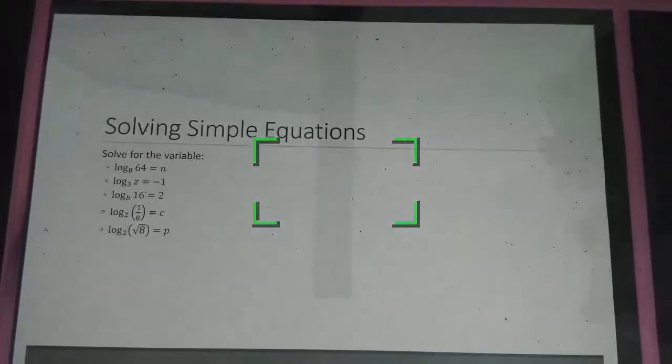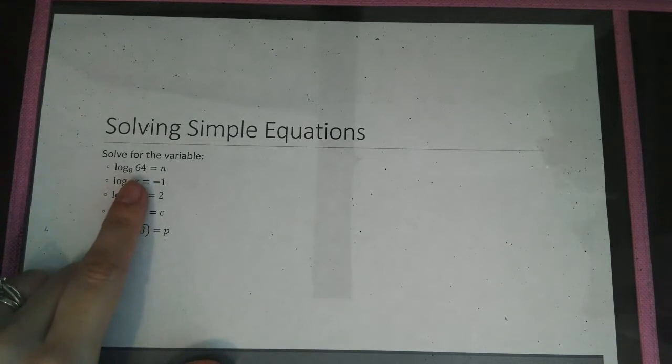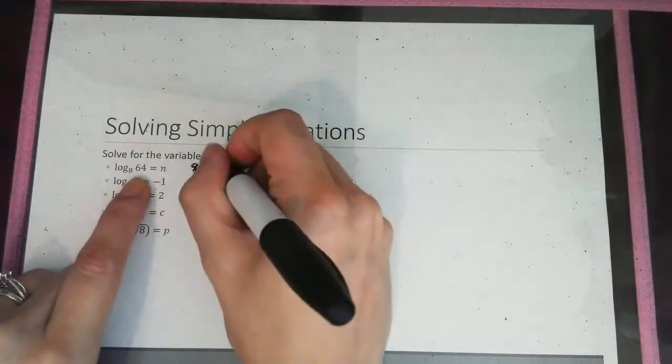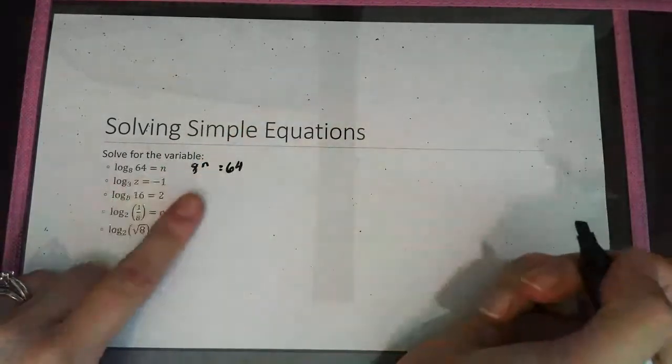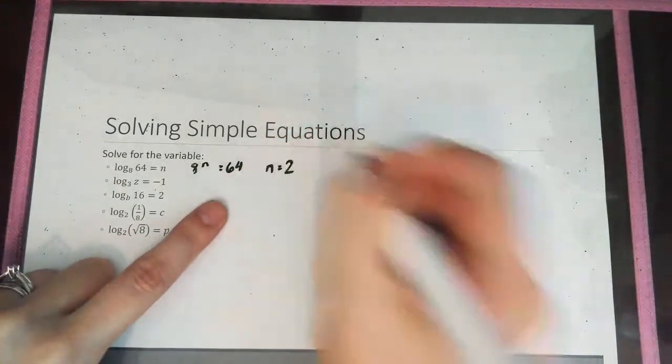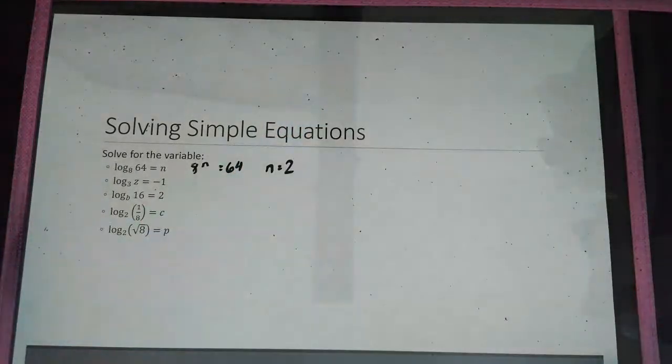We're now going to practice solving some simple equations. So we're going to have some variables, and we want to solve for them to see what value we're going to get. First up, we have log base 8 of 64 equals n. I don't know that off the top of my head, but if I switch it to exponential form, I'll have 8 to the n power is equal to 64. So 8 to what power is 64? Well, that's the second power, so n equals 2.